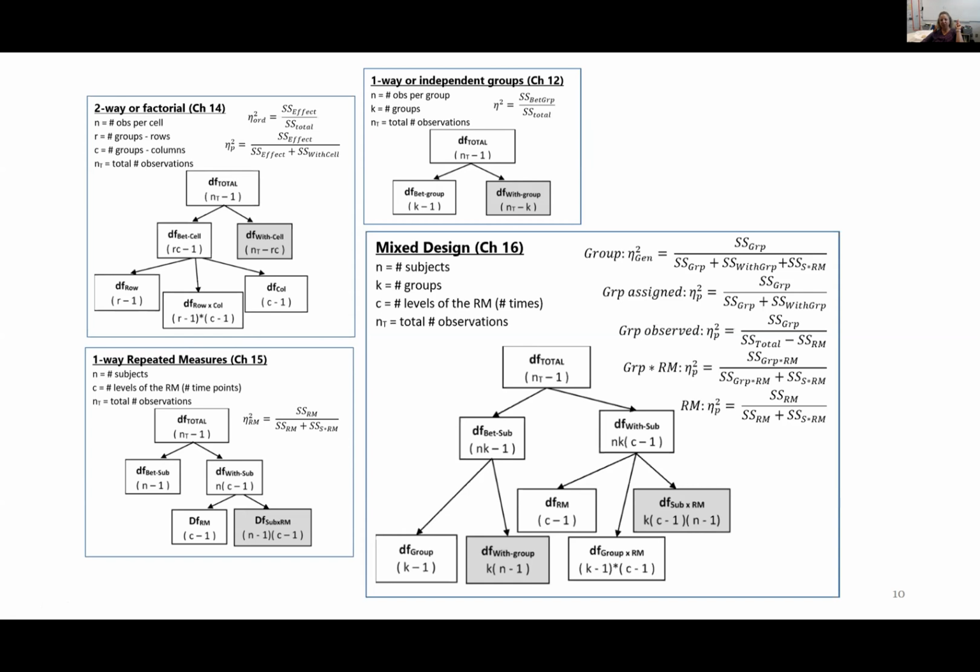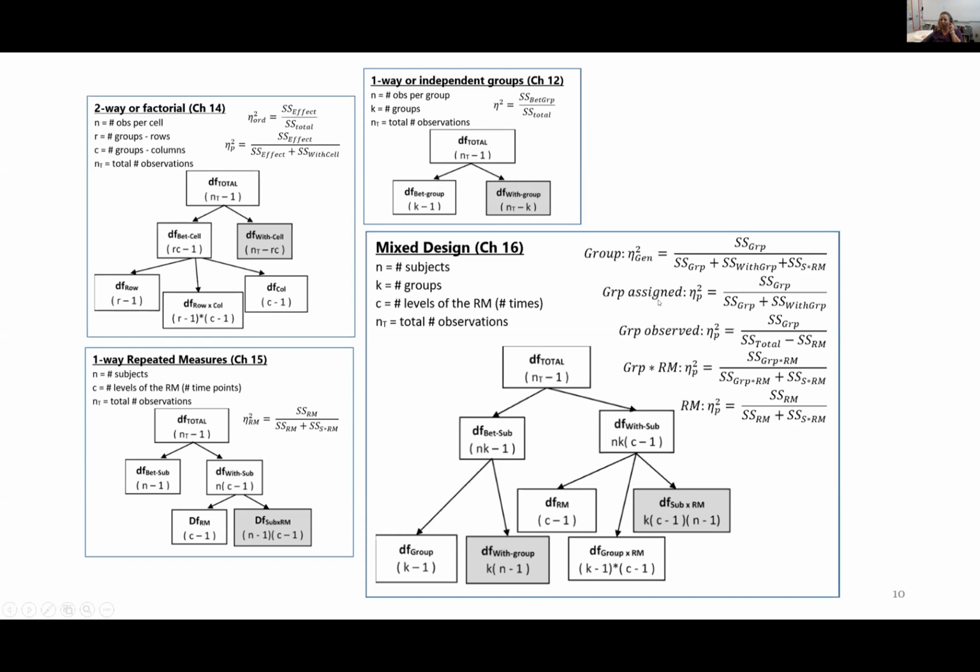I'll give you a hint. What's in the bottom? Is the bottom the total sum of squares, or is it just part? The denominator is just part. What part is left out of the denominator? We've got repeated measure, subject by repeated measure. What's left out of this denominator? The part that's between subjects. So this is a partial eta squared.